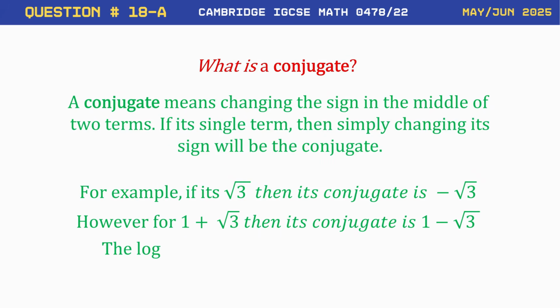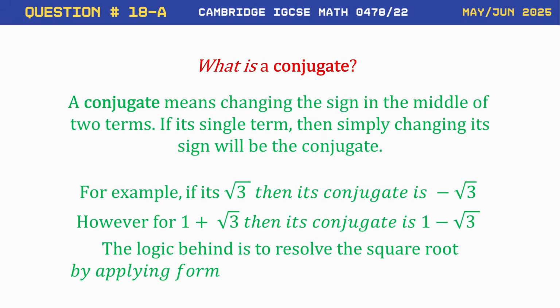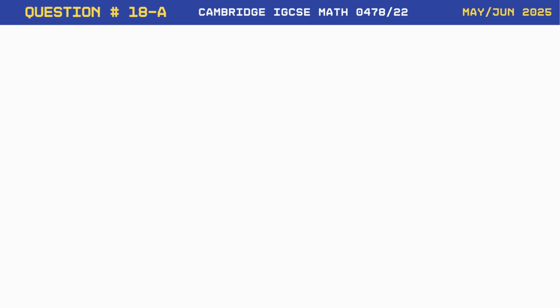The logic behind this is to eliminate the square root by applying the formula (a plus b) multiplied by (a minus b) equals a squared minus b squared.